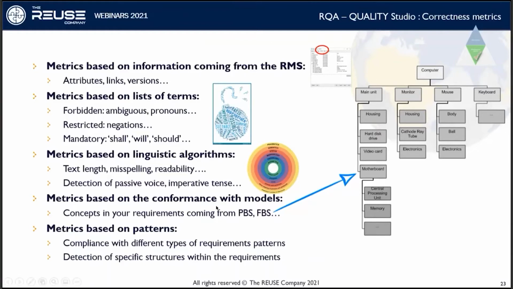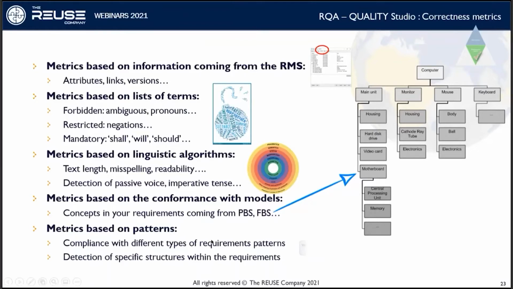We have conformance to models. Basically, this is to check the relationships between different elements, and this way you can make sure that, for example, the relationship between the system and system element is correctly stated. And metrics based on patterns.